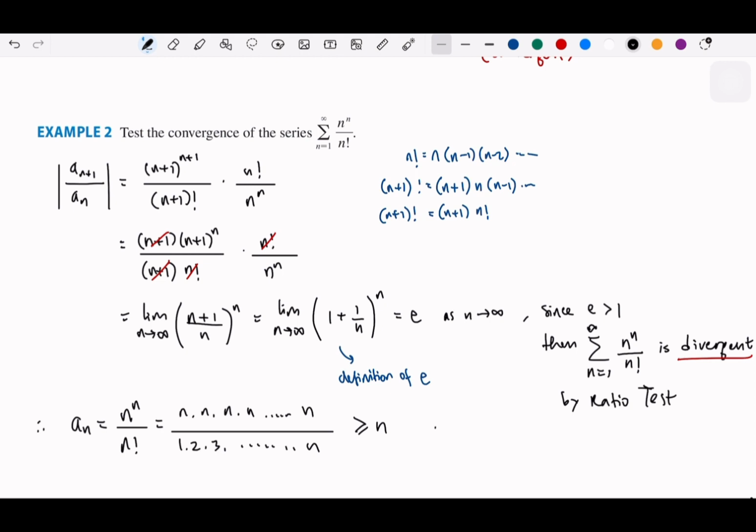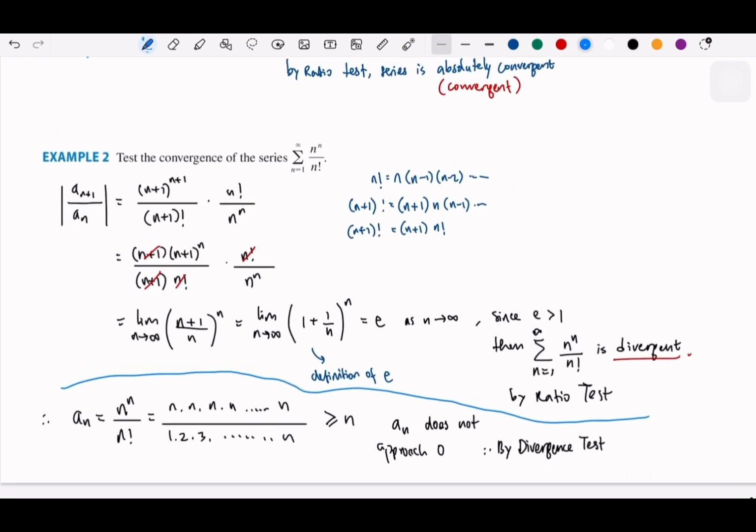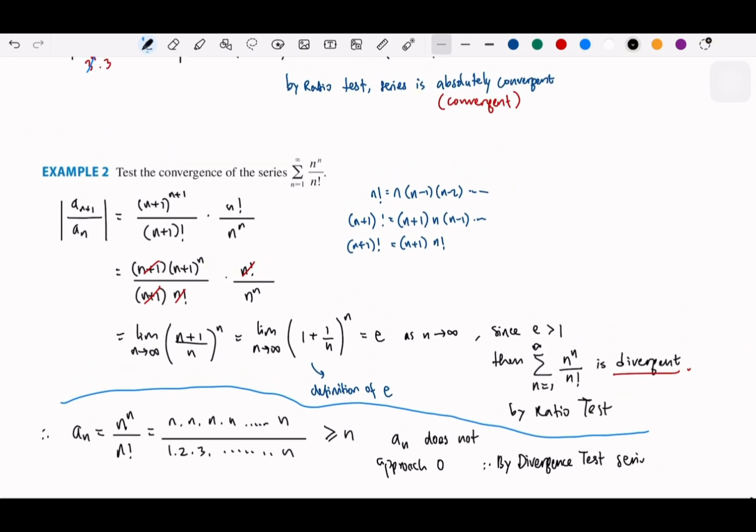So an does not approach 0. This is another way. So by the divergence test, the series is divergent.